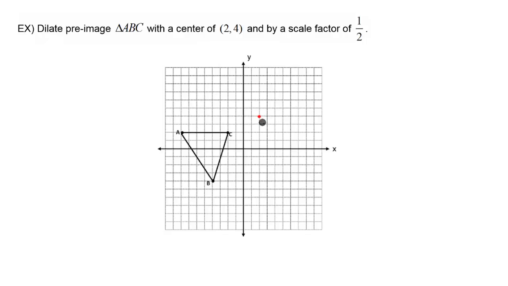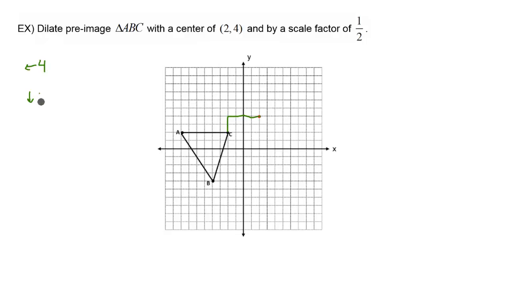It's 2 comma 4, and we want to start dilating each of these points. So I'm going to start with C because it was closest to our center. So instead of counting the distance that C is from our origin, 0 comma 0, we're going to count the distance that it's from this center. So from the center, it looks like we're moving to the left 1, 2, 3, 4 times. So we're moving left 4, and then we're moving down twice.